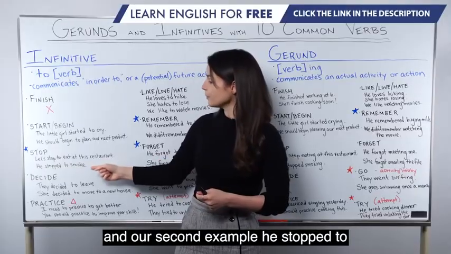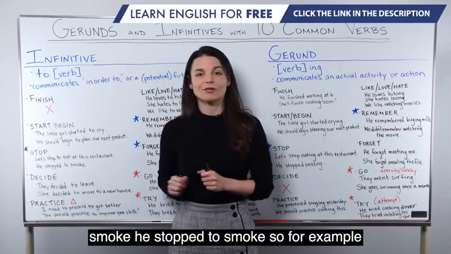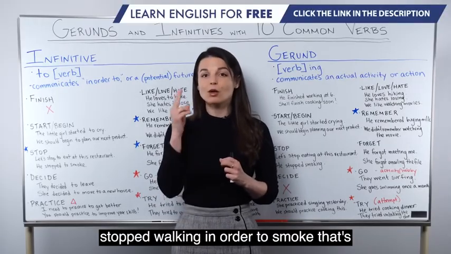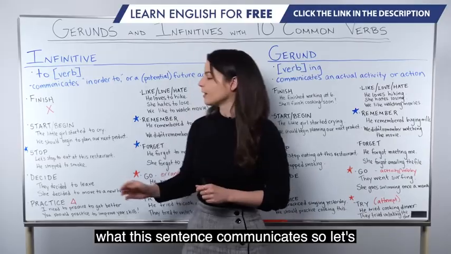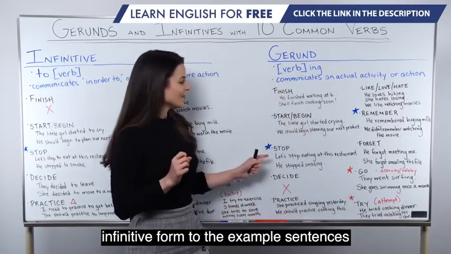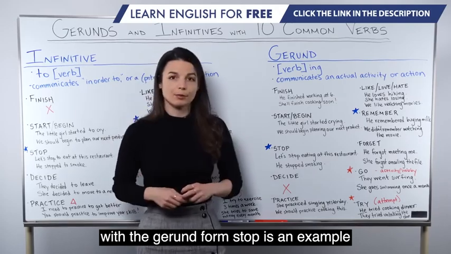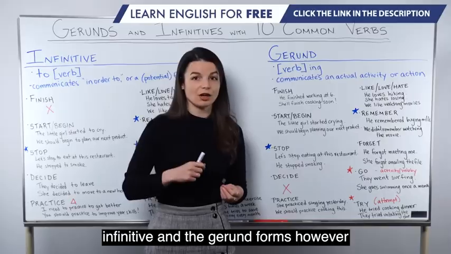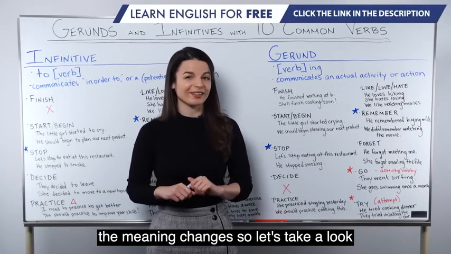And our second example, he stopped to smoke. So for example, he was walking down the street. He stopped walking in order to smoke. That's what this sentence communicates. So let's compare these example sentences with the infinitive form to the example sentences with the gerund form. Stop is an example of a verb that can take both the infinitive and the gerund forms. However, the meaning changes. So let's take a look at this.